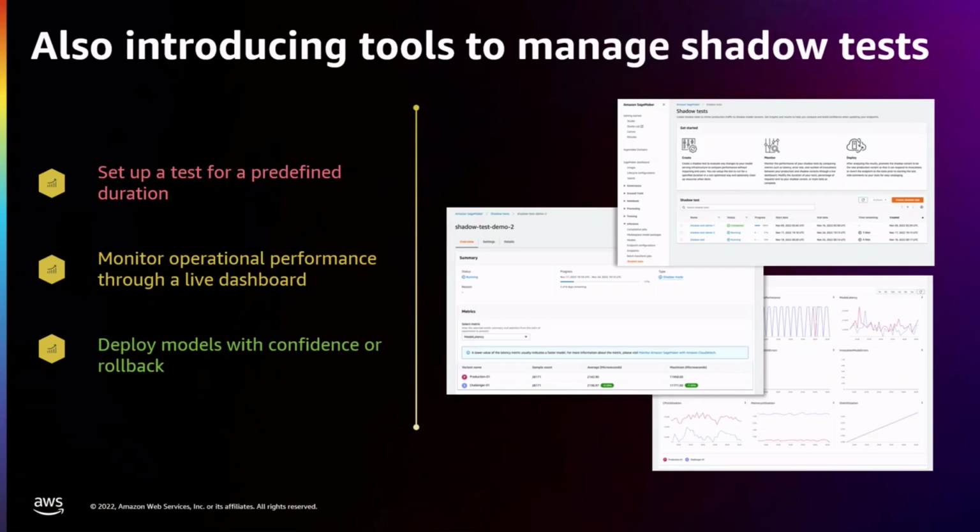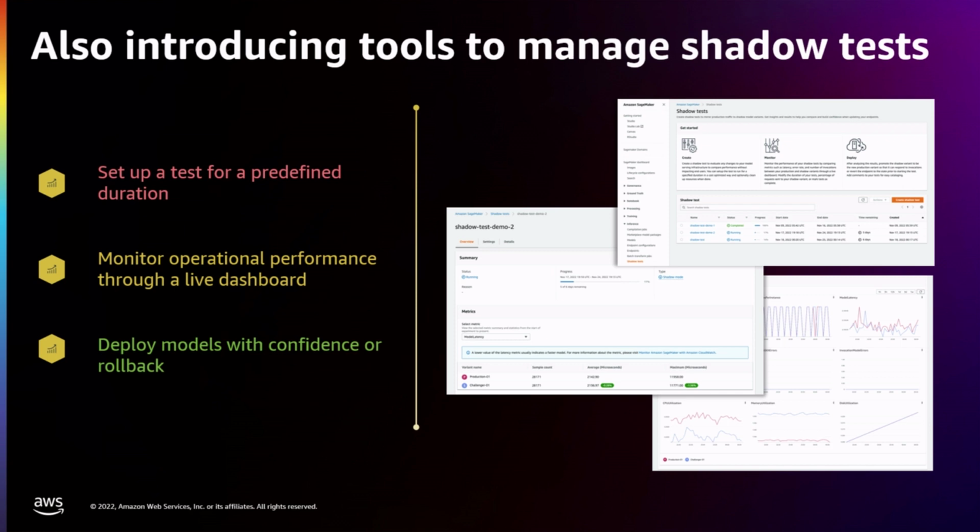Now, along with this launch, we did not just stop there, right? So we introduced tools to help you manage the end-to-end lifecycle of shadow tests. And we created this in the console, right? So here the cool step is in addition to what you saw before. So you can create, monitor, and act on the results of shadow tests all from the AWS console.